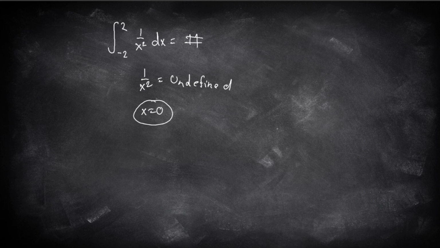And we need to check if this point is in our interval. Our interval is -2 to 2, and 0 is definitely in there. Since 0 is in here, there's a vertical asymptote. That means this cannot have an integral. And it's just that simple.